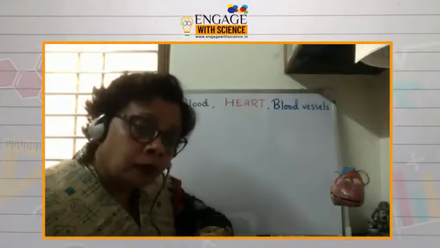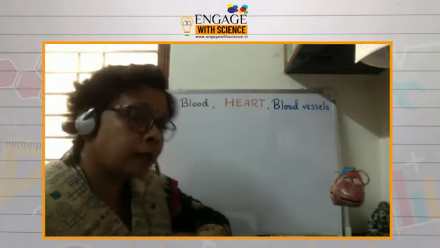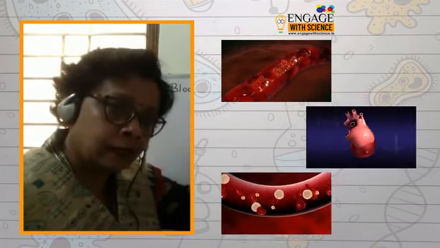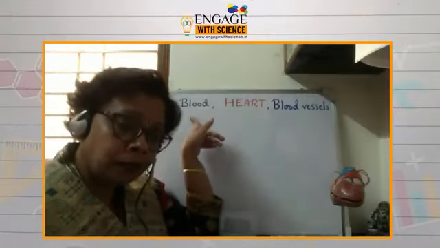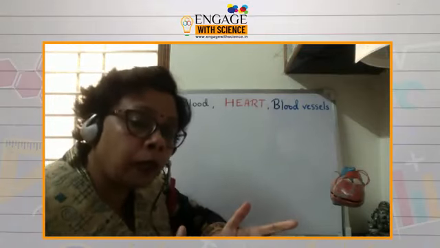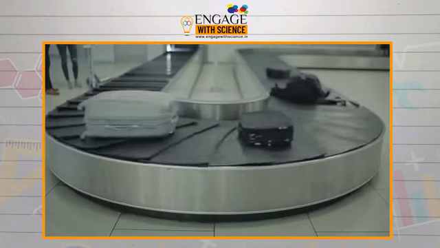You already know that transportation system is having three major components: blood, heart, and blood vessels. If we talk about blood, it acts as a conveyor belt. जैसे आपने एयरपोर्ट पर देखा होगा कि कन्वेयर बेल्ट सबका सामान लेके गोल गोल घूमती रहती है.